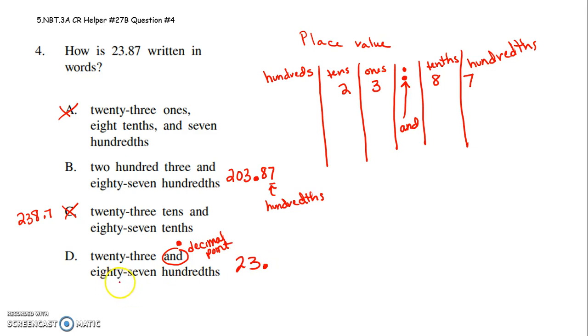And 87 hundredths says my number will end in the hundredths place. So 87 hundredths would be 8 tenths and 7 hundredths. That's 87. You read after the word and, you read that as 87 because it ends in the hundredths place.